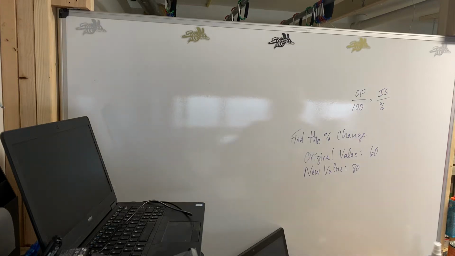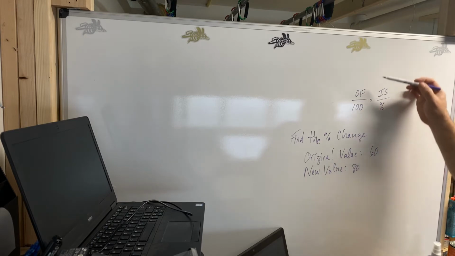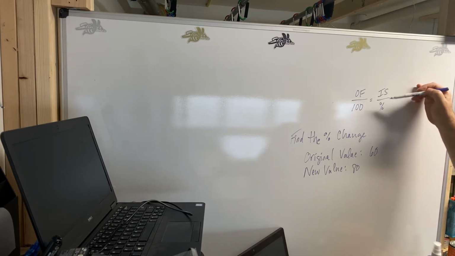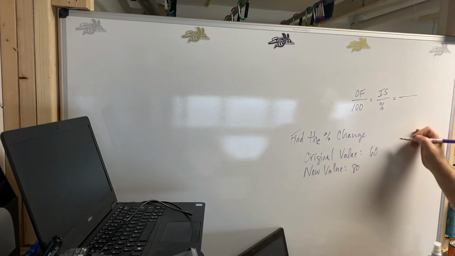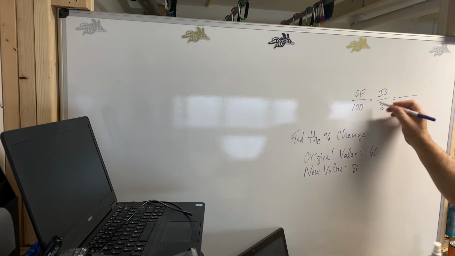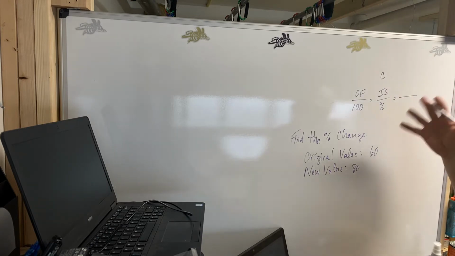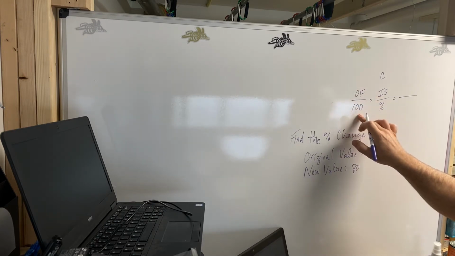Okay, now if we take a look at this, you still see that I have this up here, because like I said, this is the original, what we used to do. The only thing we're adding is another line over here. This column is going to be your change column. Something's going to happen to our original values, or original percent.